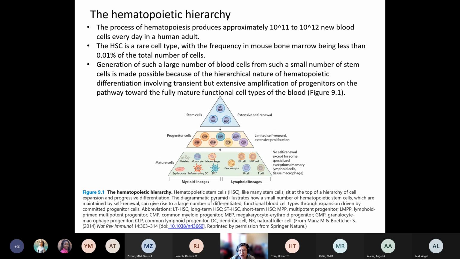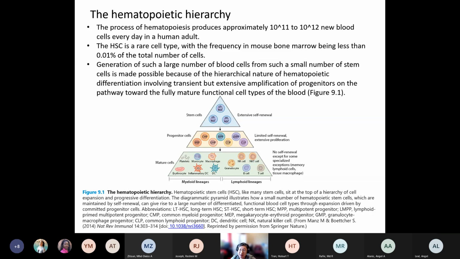But in contrast, the bone marrow has a lot of cells, and you're going to recognize that not only hematopoietic cells are there, there are other cell types as well. So in the bone marrow you have a lot of cells, but only about 0.01% of them, 1 in 10,000 of the bone marrow cells, will be a stem cell.